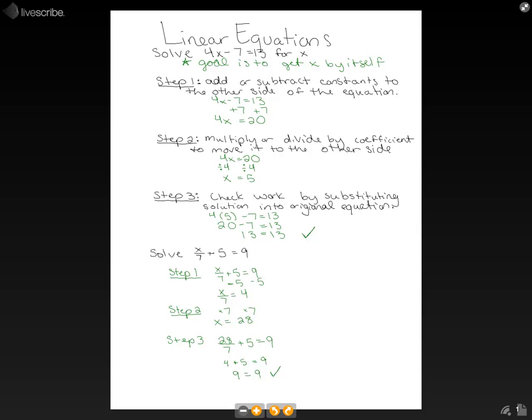The checking step might seem a little redundant right now, but when problems get more complicated, it will be really helpful in catching mistakes. So this is all about linear equations and how to solve them.